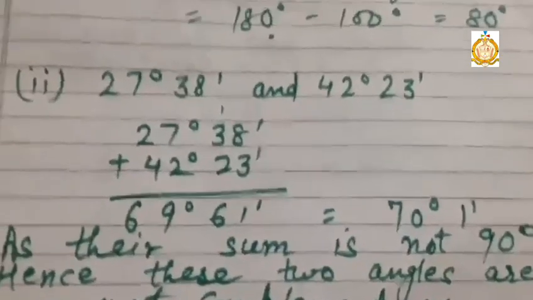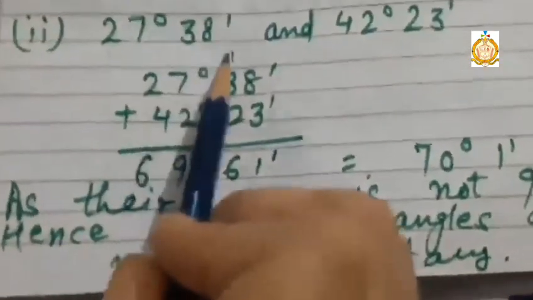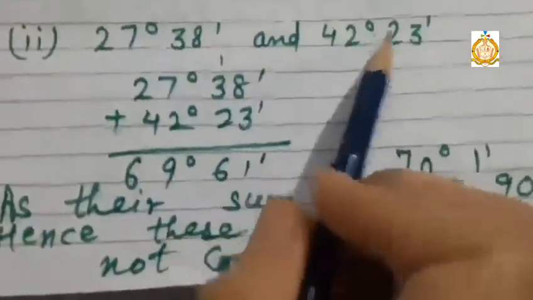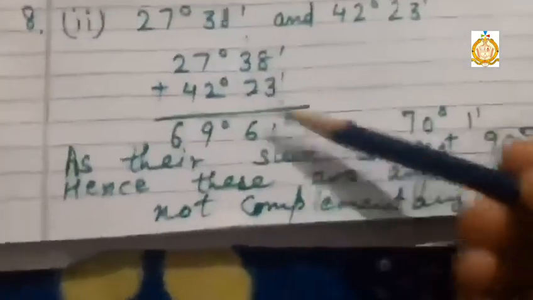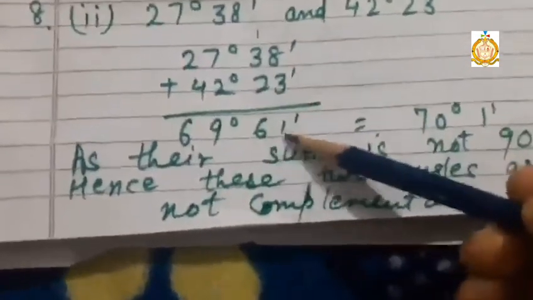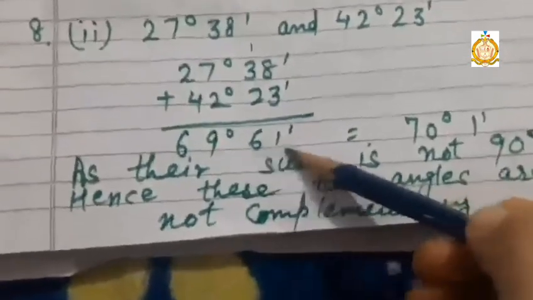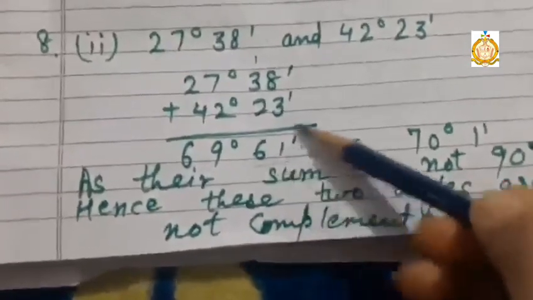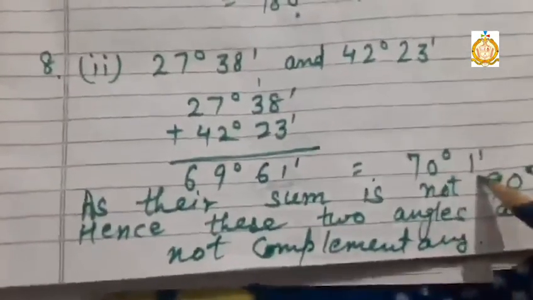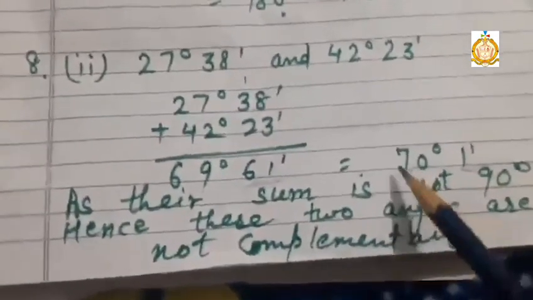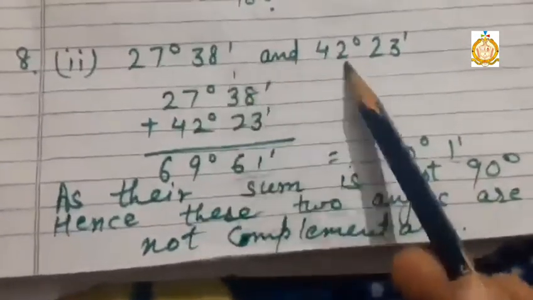See the second part, the sum of the eighth part. 27 degree 38 minutes and 42 degree 23 minutes. Here we will add these angles. After adding, you will get 61 minutes and 69 degree, and it is greater than 60, so 60 minutes would give 1 degree. So we can again write it as 70 degree and 1 minute. As their sum is not equal to 90 degrees, so we can say these two angles are not complementary to each other.